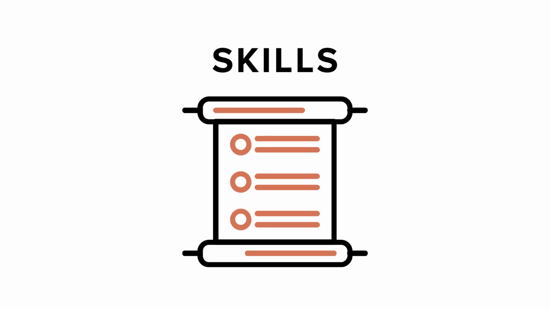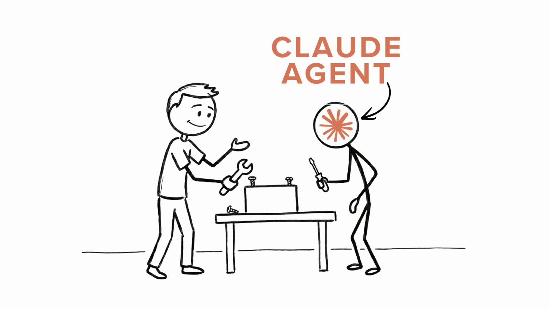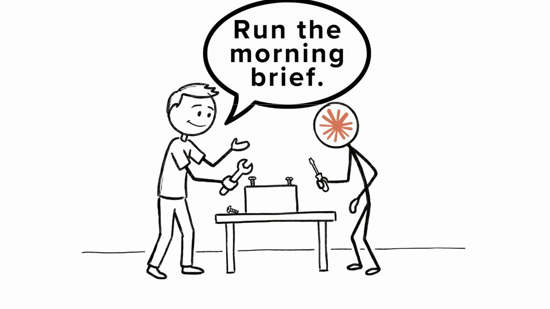A skill is a set of instructions you get Cowork to write once and then trigger with a single command. Think of it like teaching someone a procedure. You walk them through it step by step the first time. After that, you just say, run the morning brief, for example, and they know what to do.